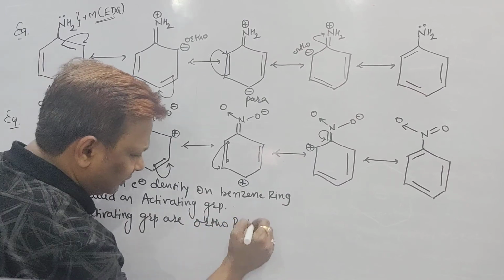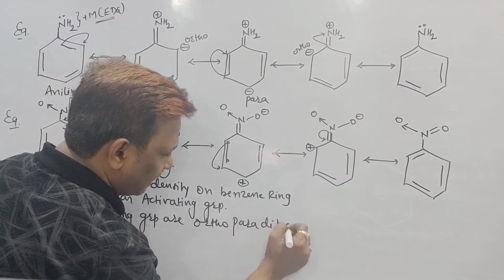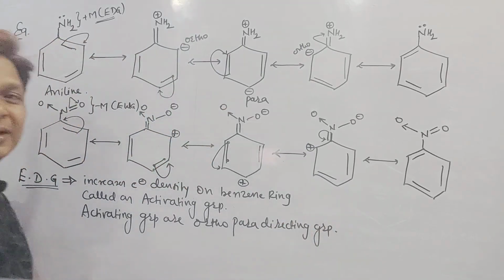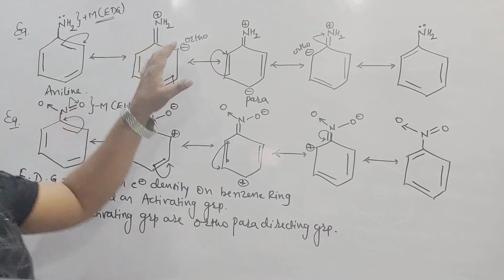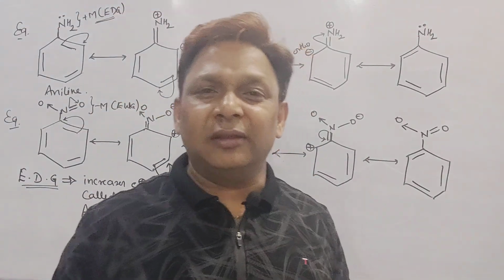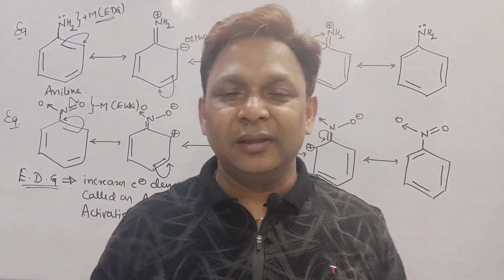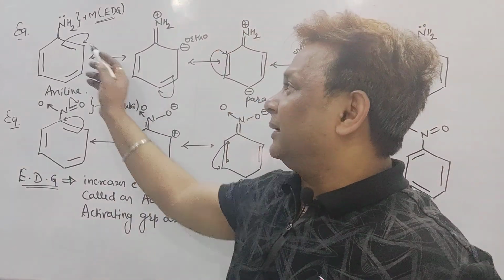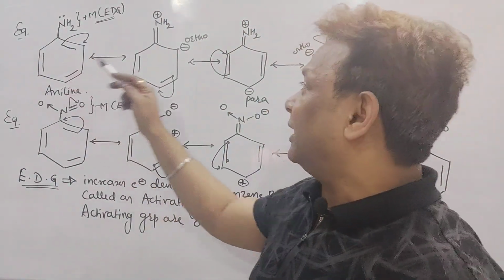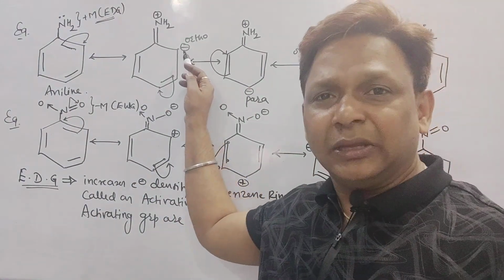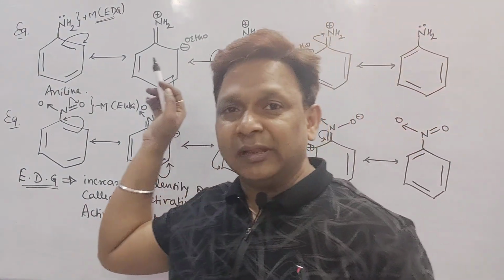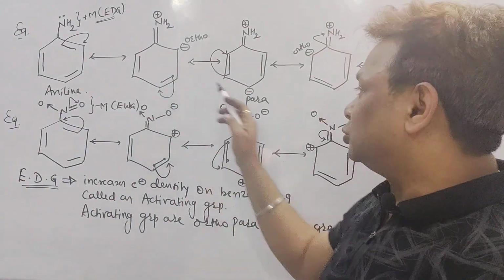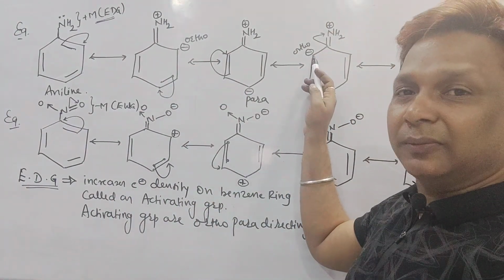ortho para directing groups. Ortho para directing group means in this aniline, if you want to add your electrophile, where can you add the electrophile, positively charged? We can add our electrophile at the ortho, because ortho will have negative charge and the incoming electrophile is positively charged. So the electrophile can attack at which position? Ortho position, para position, and ortho.